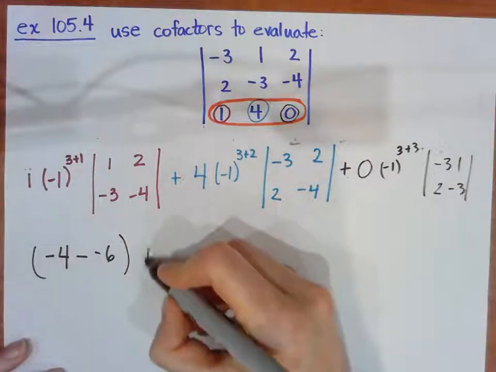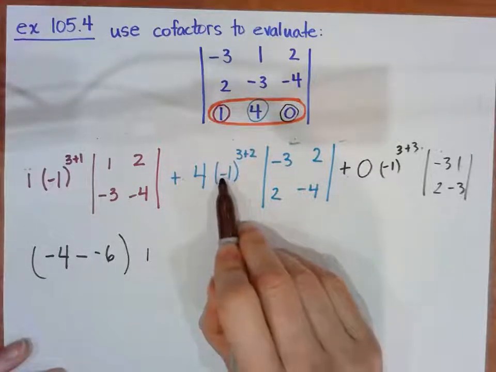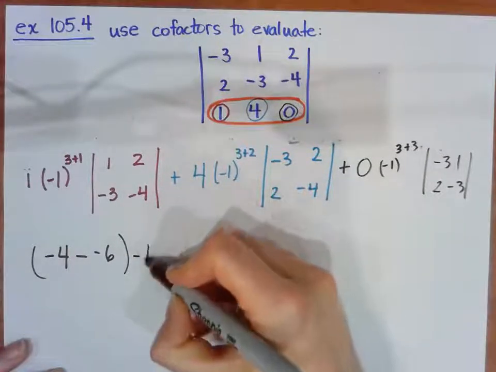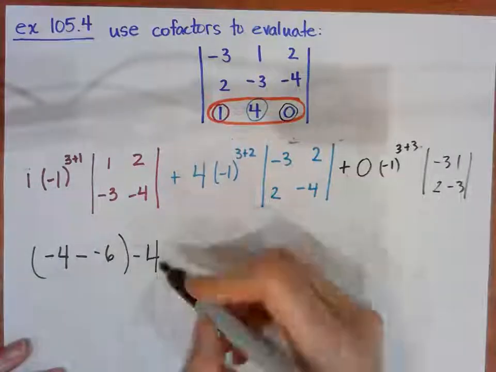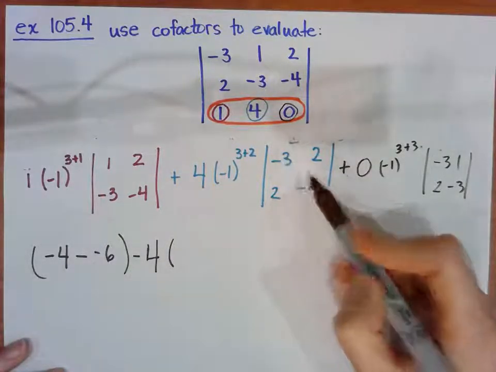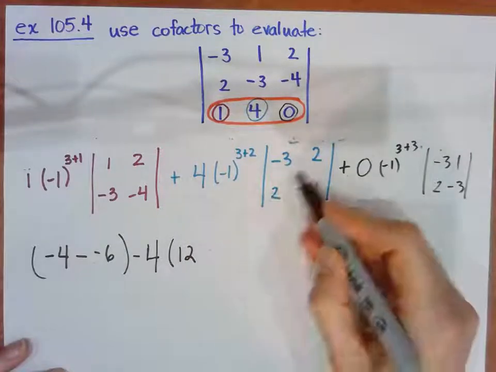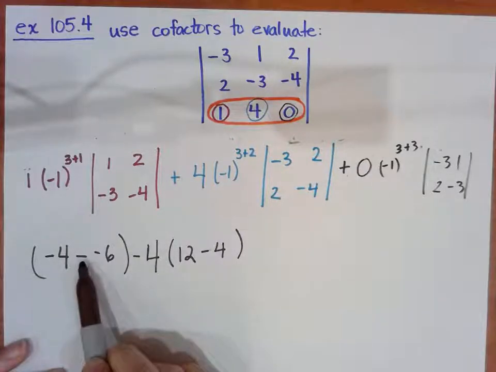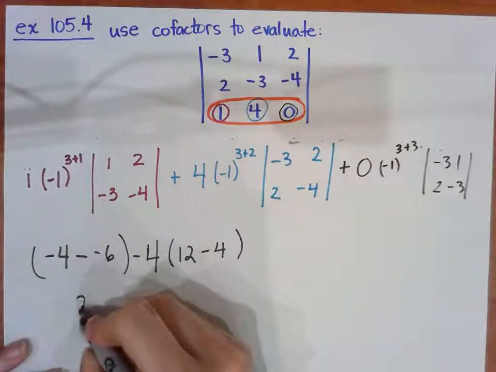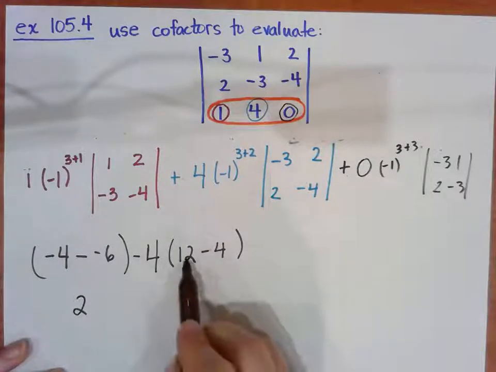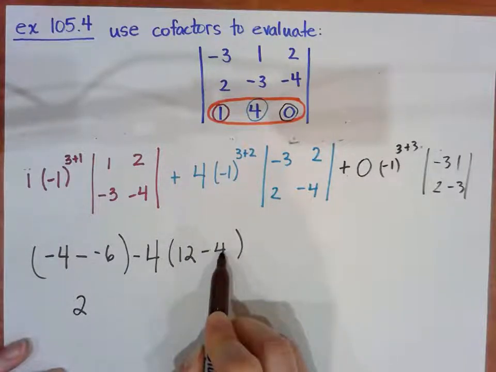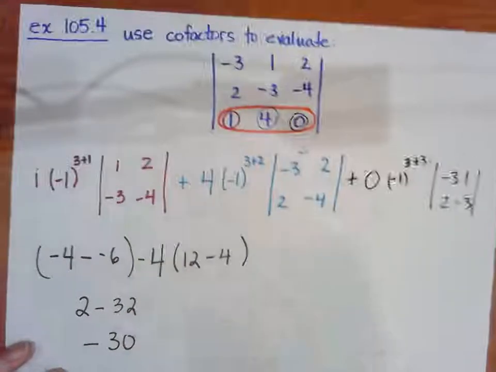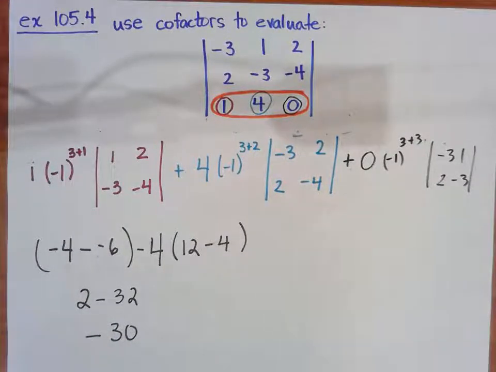Okay. And then, well, I guess we should have done -1 to the 5th power is -1. So this is actually going to be a -4. And then the determinant will be 12 minus 4. Okay, so we have -4 minus -6, so that's 2. And 12 minus 4 is 8, so this is -32. And we have a -30 as our final value for the determinant.